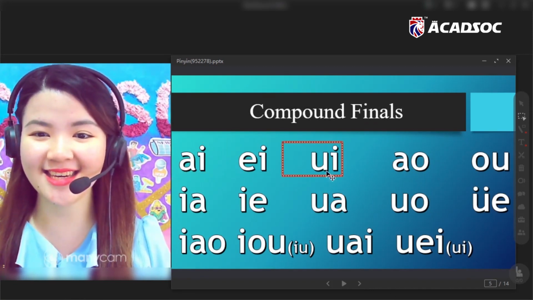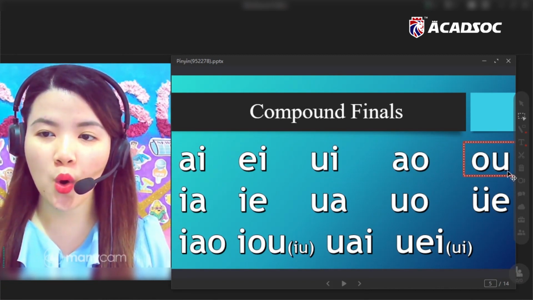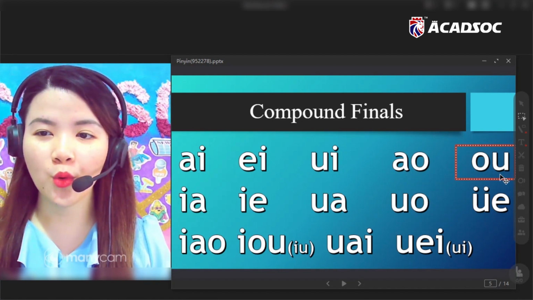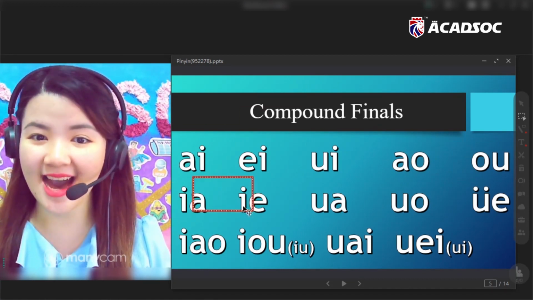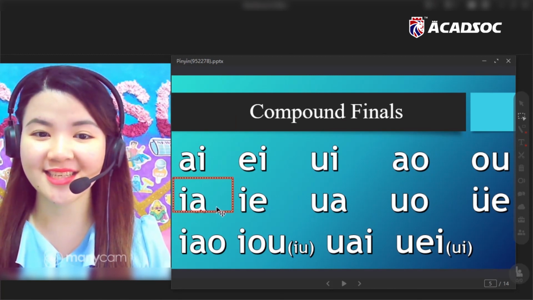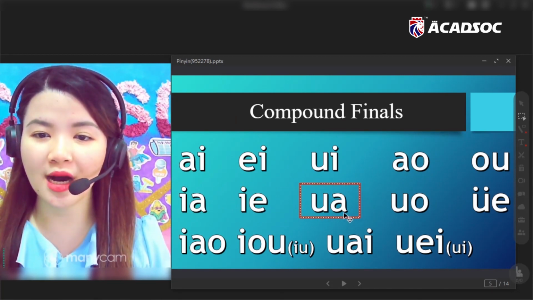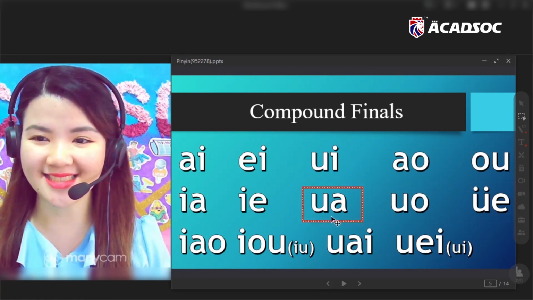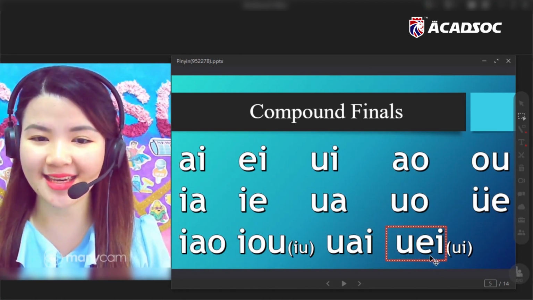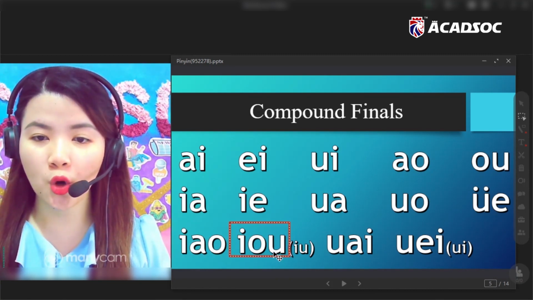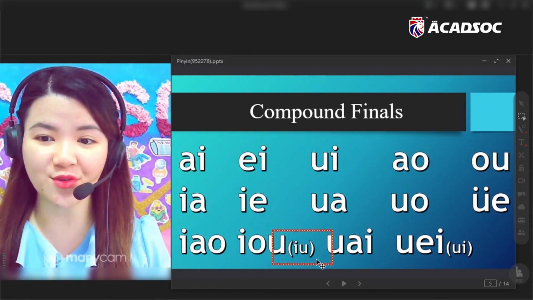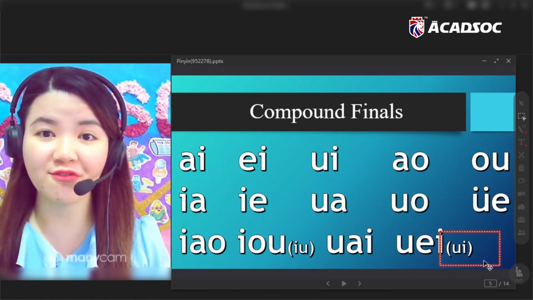Compound finals have more than one vowel. I, A, Wei, Ao, O. Ya, Ye, Wa, Wo, Ye. Yao, Yo, Wai, Wei. Yo is written as this one for short, and Wei is written as this one for short.